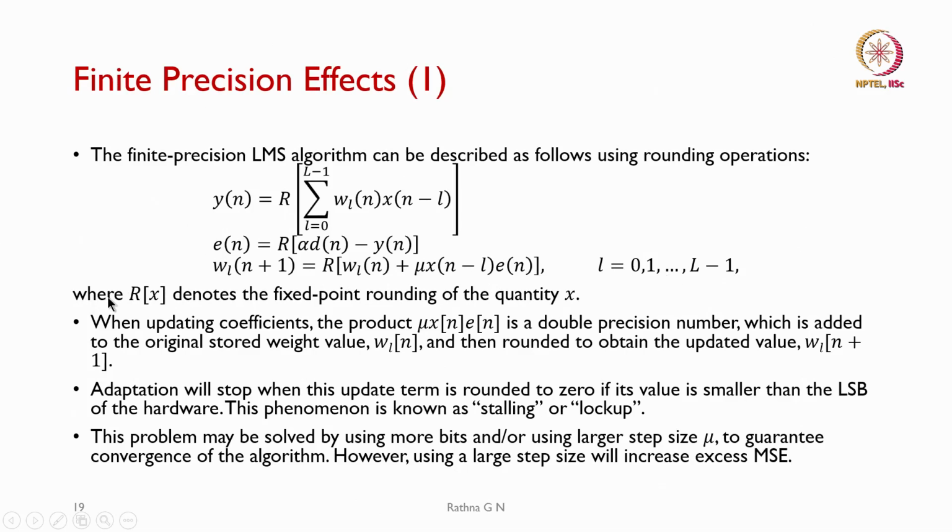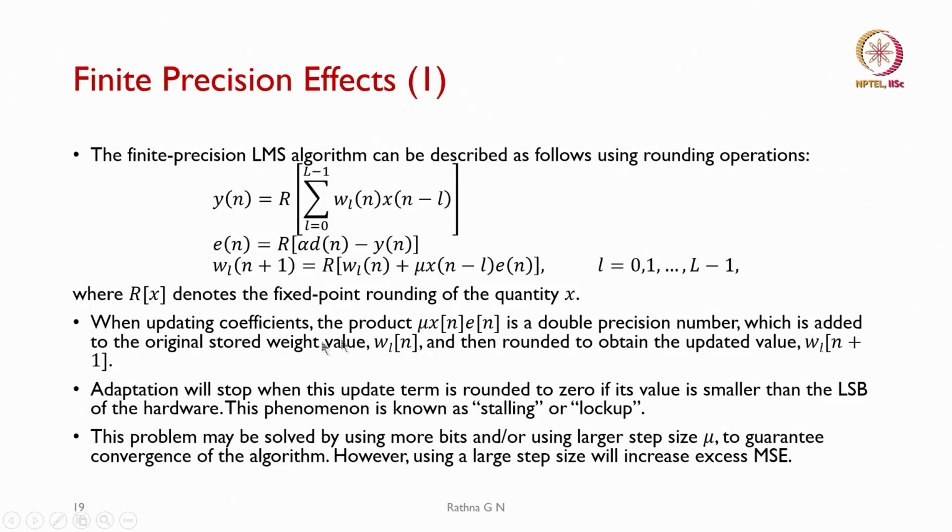So, that is what it says R of x is, in this case fixed point rounding of the quantity x. When updating coefficients, whatever product we have is a double precision number, because e of n is a floating point number, mu is also going to be floating point, and x of n is going to be either fixed point or floating point. Still, the result of two floating point numbers has to be double precision. If we have used 32 bits for both of them, then it becomes 64 bits, which is a double precision number.